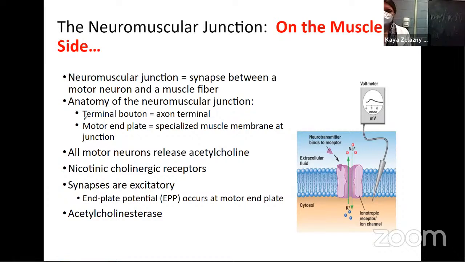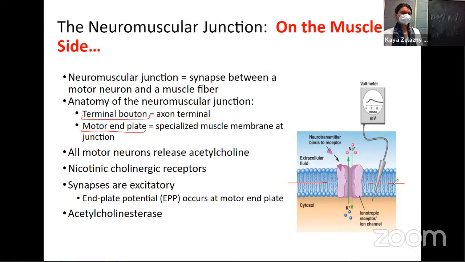So specialized terminology for things that we basically already know the structure of. When we're thinking about the neuromuscular junction, we use the word terminal bouton for the axon terminal. It just has its special name if we're thinking about a motor neuron. And the motor end plate is the muscle membrane on the other side. So this would be our motor end plate, right, where we see the receptors.